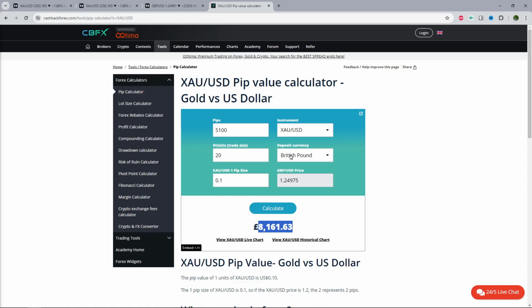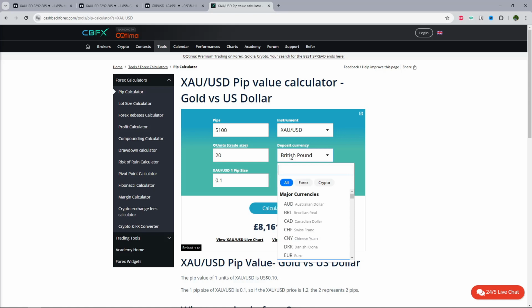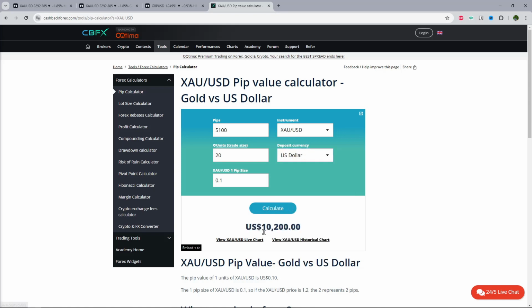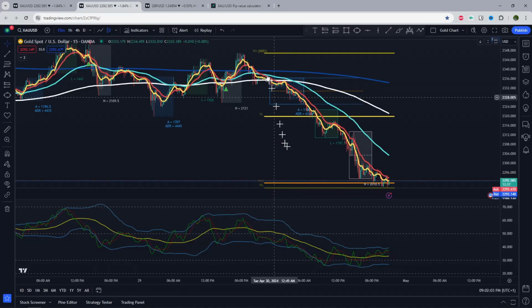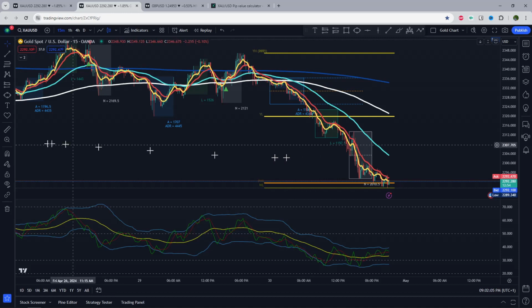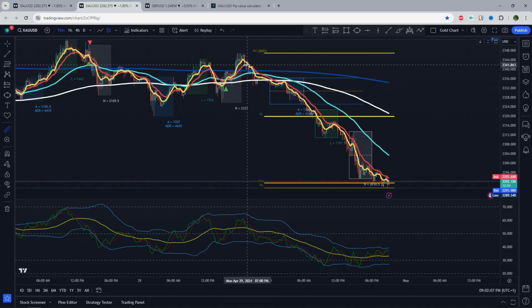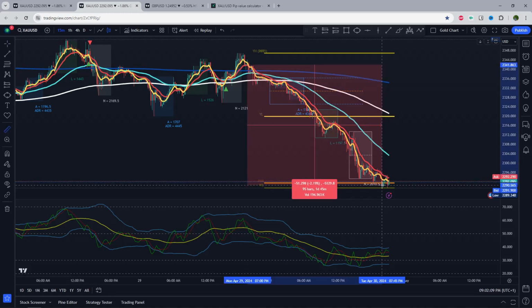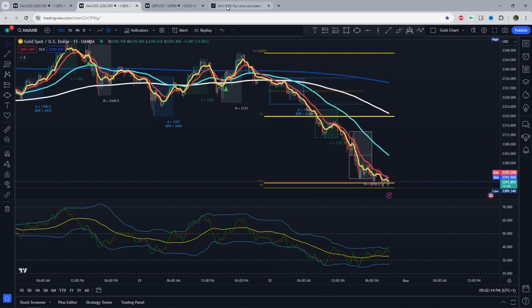If we're doing it in dollars, let's take a look. That's $10,000. So that means with this lot size over here, we've got $10,000 we just made right here by holding this down. Time this took for this to work, about a day and 45 minutes. Now that's quite impressive. So that is the power that Forex can give you.